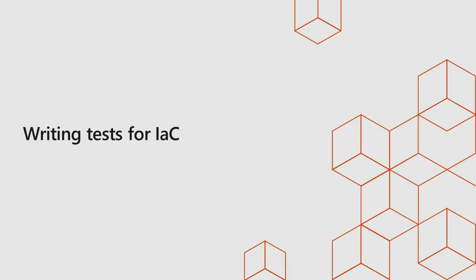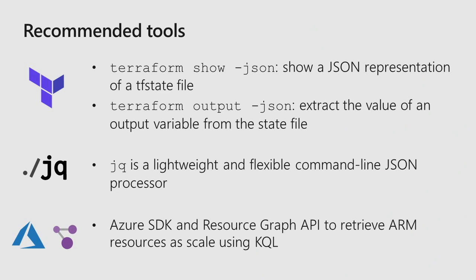Now we're going to see how we're going to write tests for infrastructure as code. So we're going to have a look at how to write unit tests, and then we're going to have a look at how to write integration tests. So we have a few tools that we recommend for this. First, we're going to use Terraform for our landing zone, so we're going to use Terraform as well for testing.